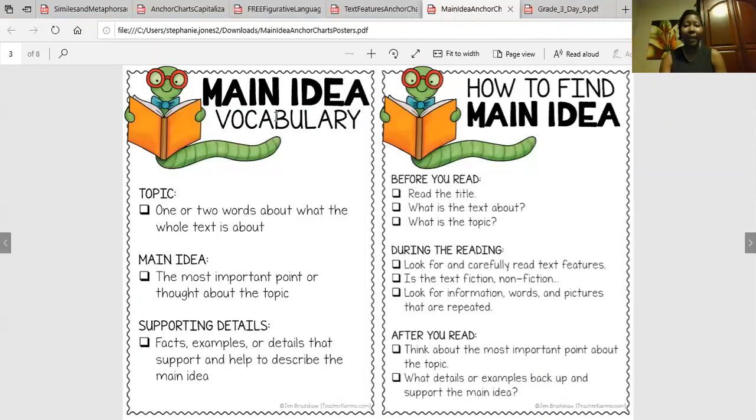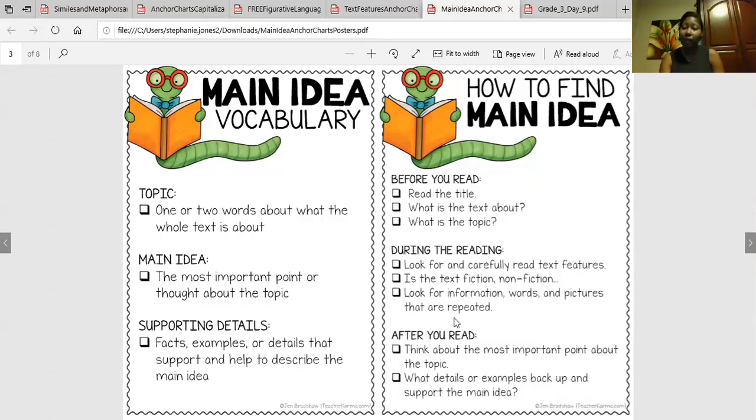When you're looking for the main idea, first you need to know the topic. You need to choose one or two words about what the whole text is about. Not just the beginning or just the middle or the end, but what the whole text was about. That's your topic. Then for your main idea, you determine the most important point or thought about the topic.